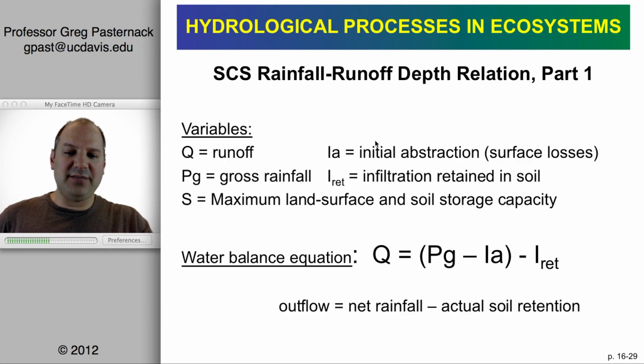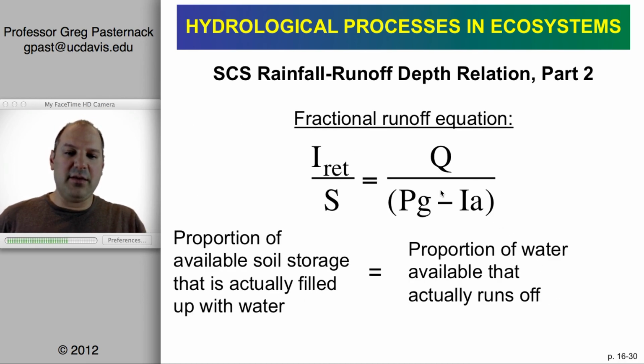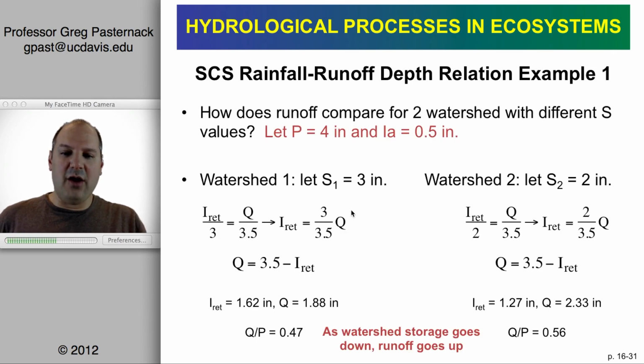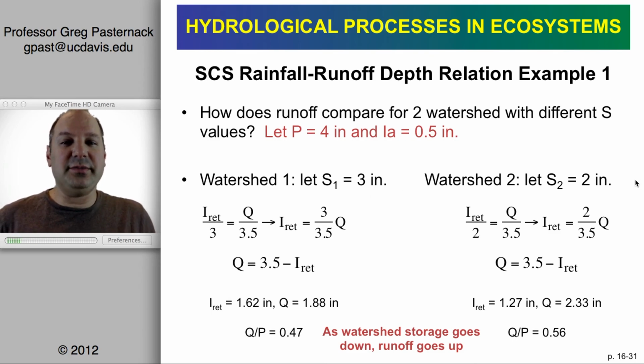So if we go to the mass balance equation, 4 minus 0.5 equals 3.5. So the runoff is going to equal 3.5 minus the infiltration that's retained. And then we can similarly put in 3.5 down here. Okay, now let's have one watershed with a storage of 3 inches. That's the maximum capacity of water that the soil can hold. And have another watershed with a storage capacity of 2 inches.